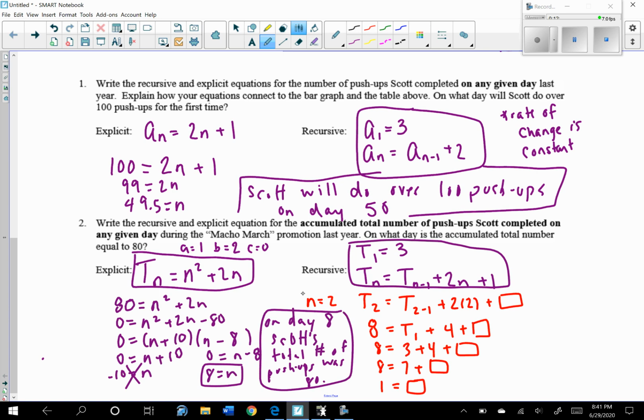And so notice when you are looking at something that is quadratic for the recursive, notice that my rate of change here is linear. 2n plus 1 is linear. So for something linear, your rate of change is constant. For something that's quadratic, your rate of change is linear. Okay, so let's go to the next page.